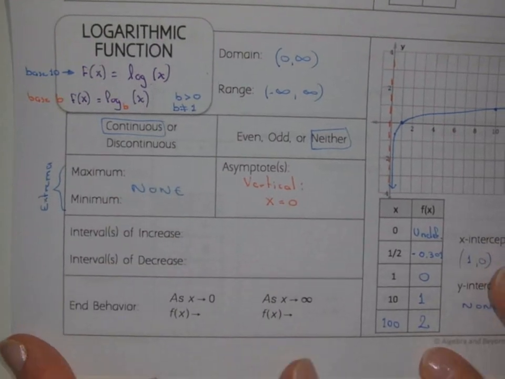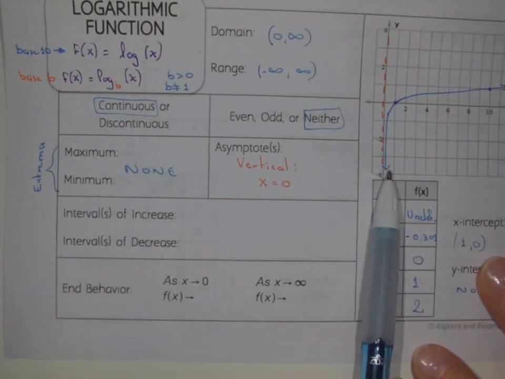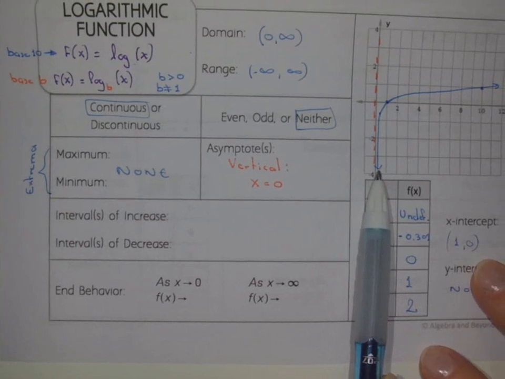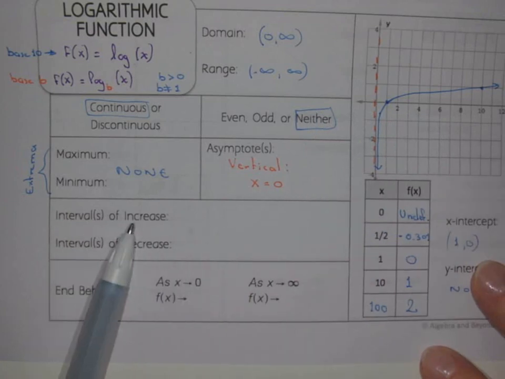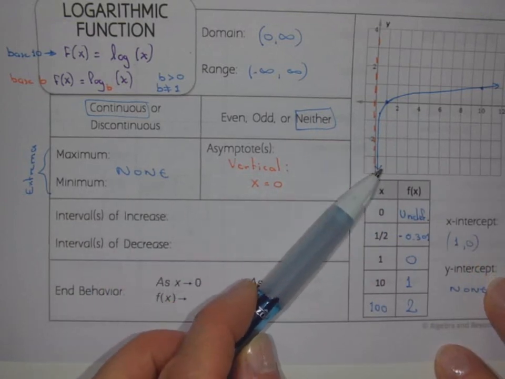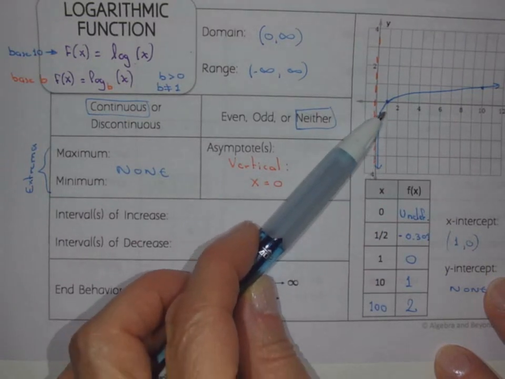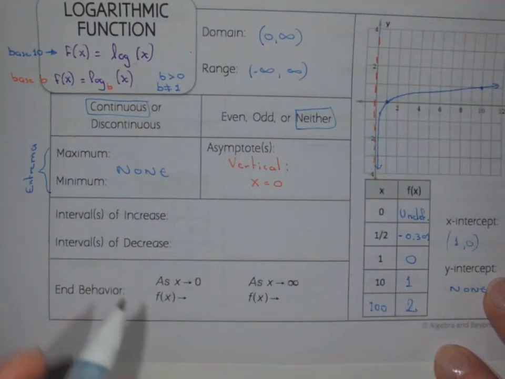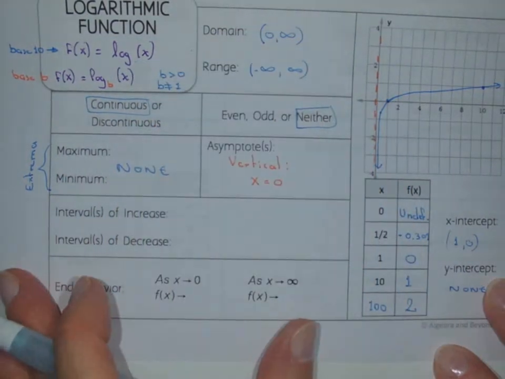Interval of increase. Remember we talked about how we don't only look at where the graph is pointing toward; we want to see, when I move left to right, what's the direction I'm moving on my curve. So if I start most to the left and I start following the curve, I'm obviously going to be going up. So this function is increasing on all its domain, and the domain is 0 to infinity.